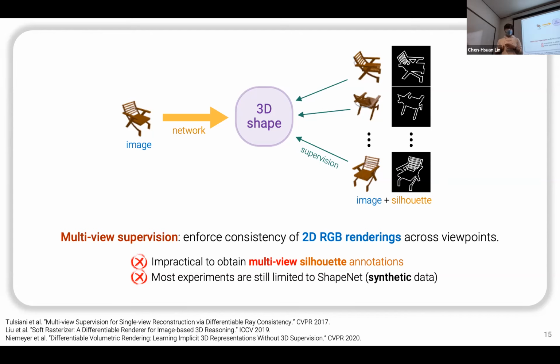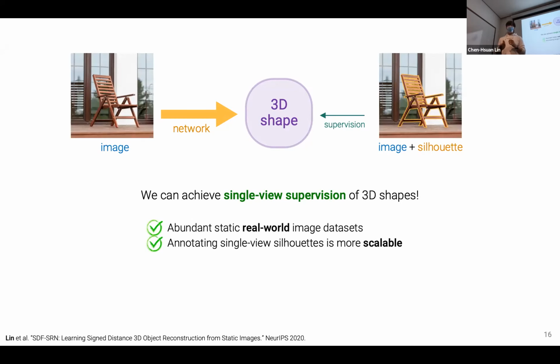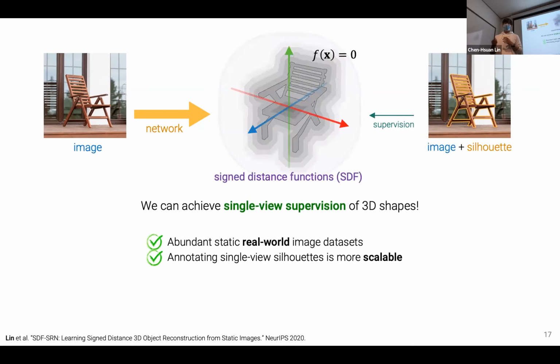And so what we do here is make it even more scalable, and allow the 3D prediction model to be learnable from single view supervision. So for each image, we only need a single observation of each object instance, as well as its silhouette. If we can do this, we can start to learn from more abundant sources of static world images, and annotating these single view silhouettes is a lot more scalable, so we can start learning from real world data, for example ImageNet.